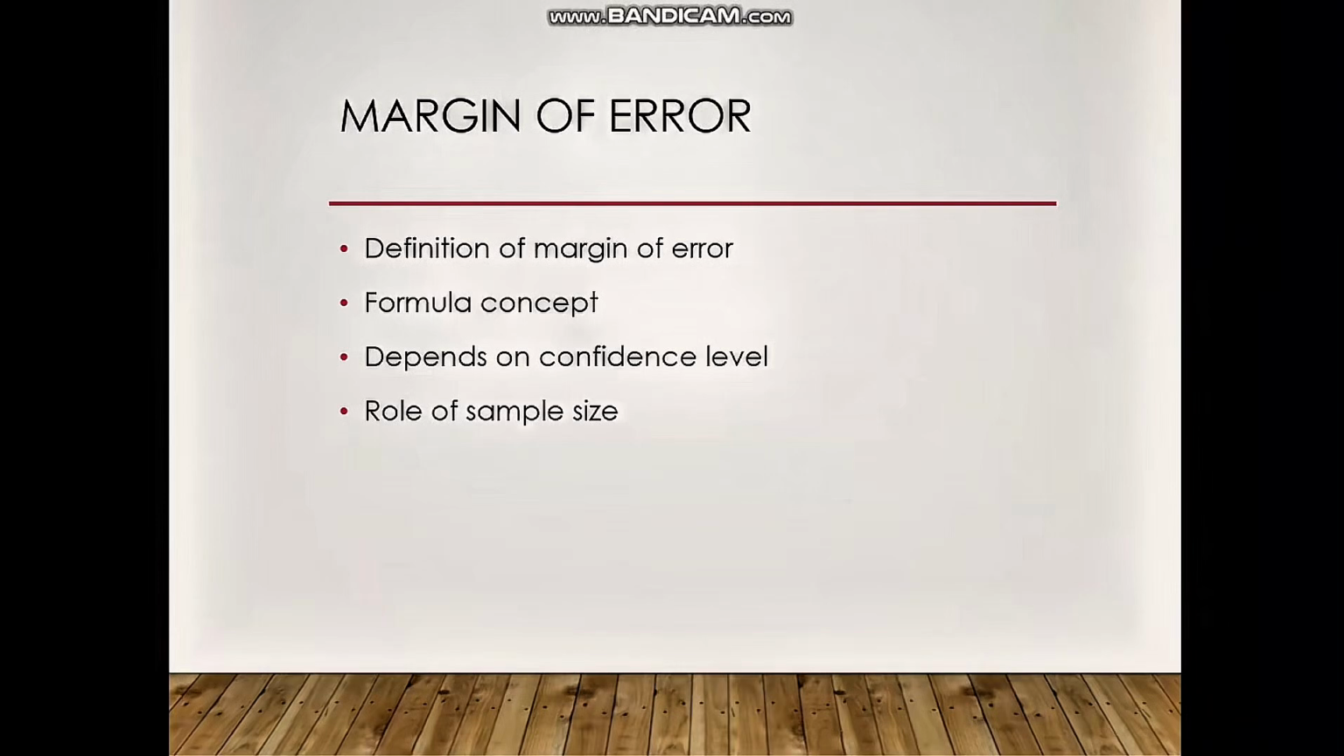The margin of error shows the maximum possible difference between the sample mean and the population mean. It depends on the confidence level and the sample size. A higher confidence level gives a larger margin of error. A large sample size reduces the margin of error. For example, if the margin of error is plus or minus 3, the mean 75 becomes the interval from 72 to 78.